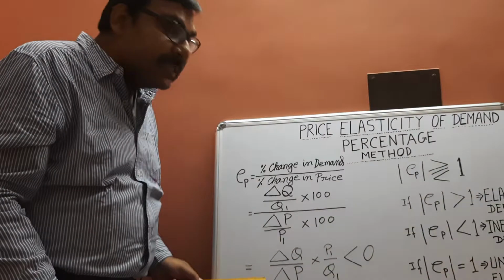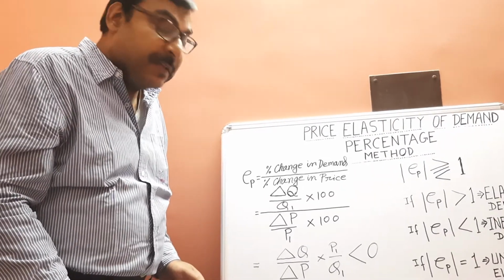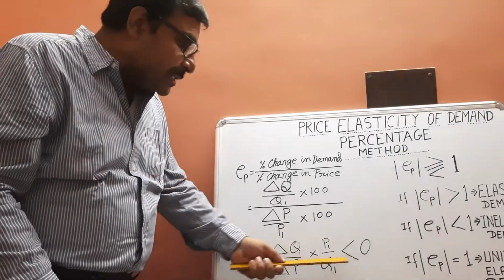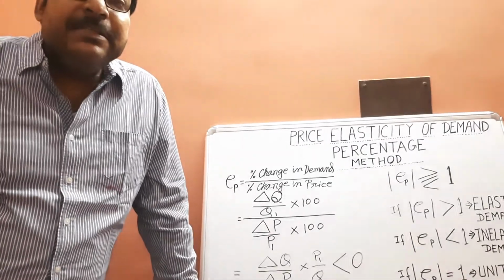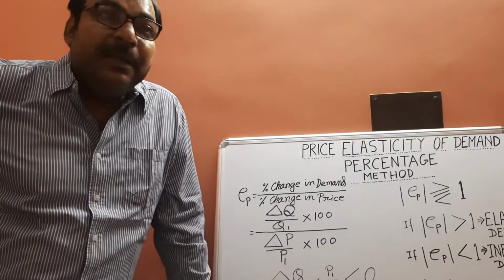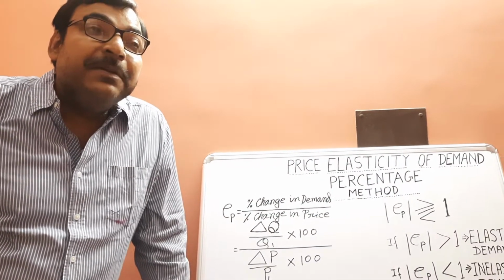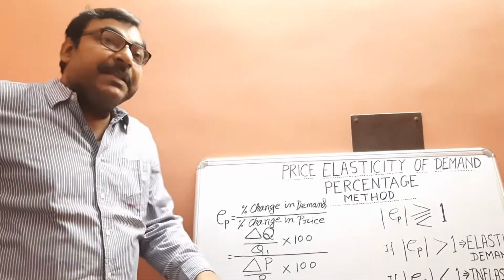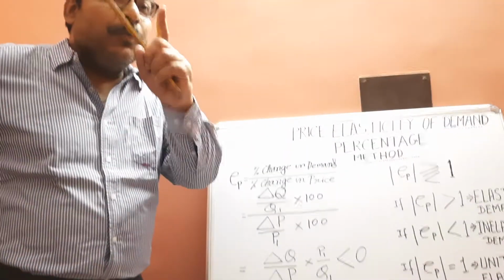One of them is negative because of the inverse relationship. If one of them is negative, automatically the whole expression will be negative. So if you are asked why price elasticity of demand is always negative, in a word you have to say, because of the inverse relationship, price elasticity of demand is negative. Because of the inverse relationship, either delta Q or delta P, any one of them will be negative and the expression becomes negative.